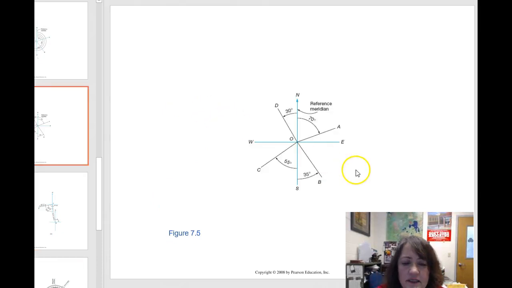And here's bearings. So once again, here we have a 70-degree angle between north and line A, line OA. That means that the bearing of line OA is north 70 degrees to the east. Line B is south 70 degrees to the east. Line C is south 55 degrees west. And OD is north 30 degrees west. Once again, you always reference from north or south. You never reference a bearing from east or west.